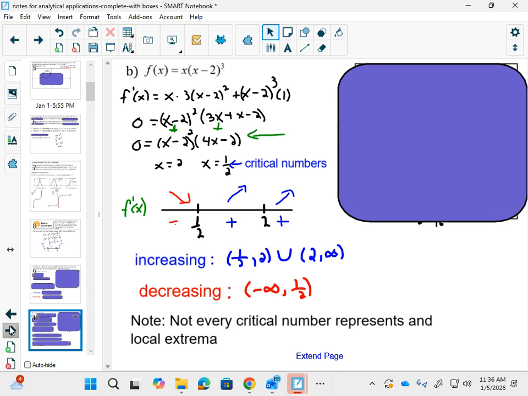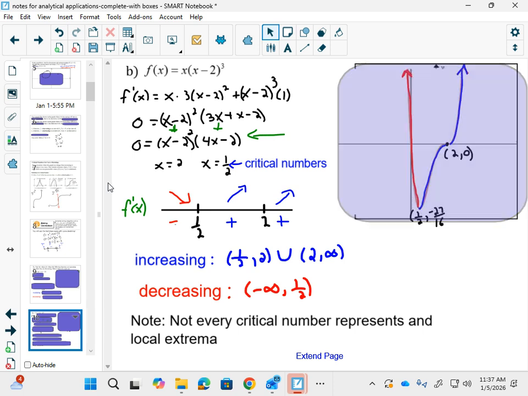And this is where we get something like the x cubed graph, where not every critical number represents a max or a min. So, I'm going to show you the graph, and then I'm going to talk about grade 12 pre-calculus and graphing this in grade 12. Okay? There's the picture of the graph.